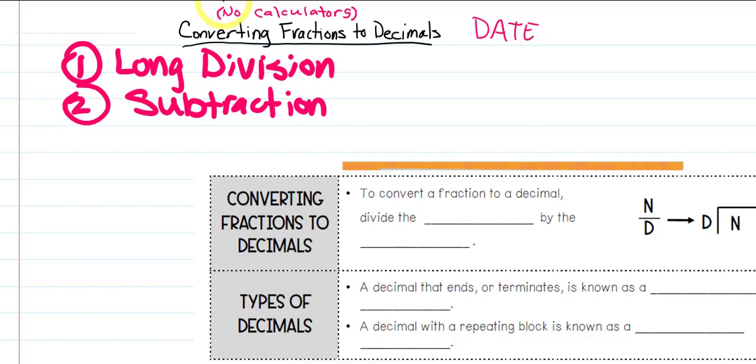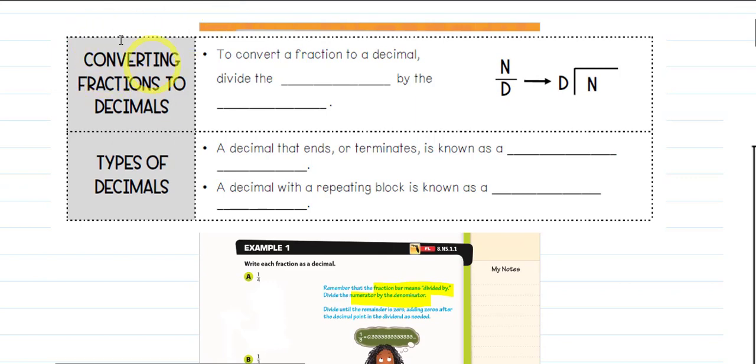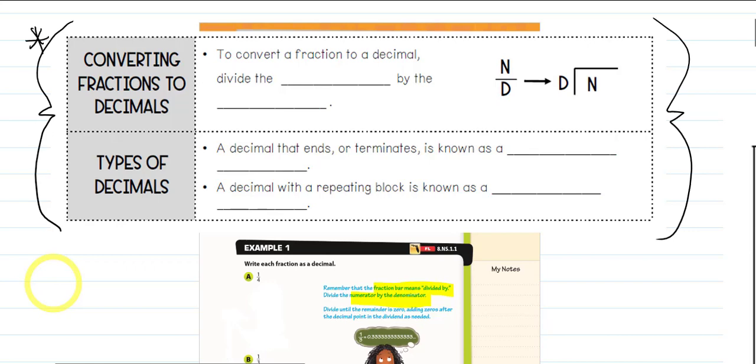Okay. So please make sure that you are titling your page. The title of your page in this notebook is Converting Fractions to Decimals, and also put today's date. Okay, let's begin. So to convert fractions to decimals, this is what you want to write in your notebook here. We're going to be writing all of this here in your notebook. So if you need to pause the video, pause it, write it down so you can listen to me as we fill it in.